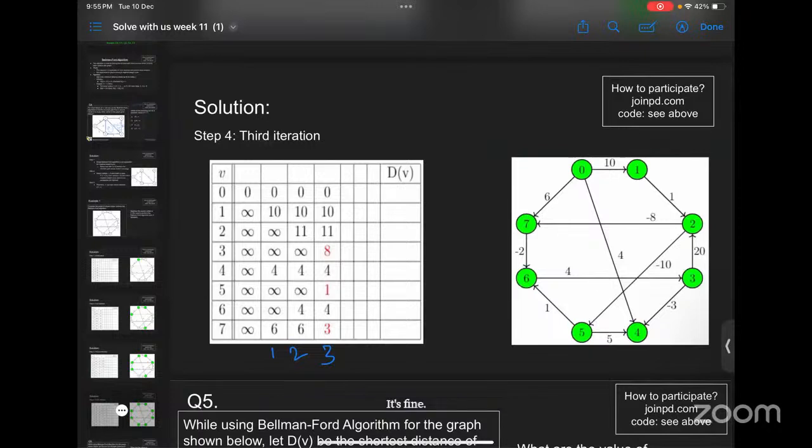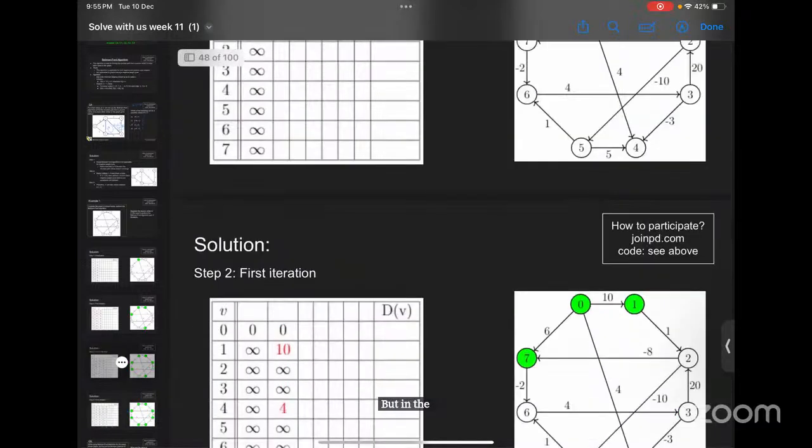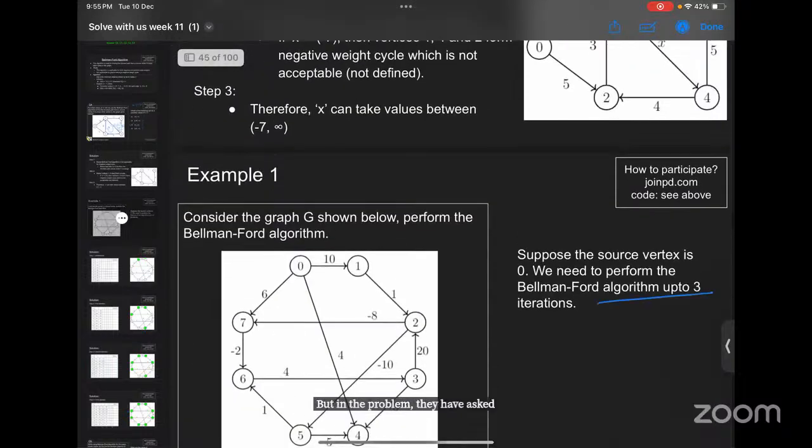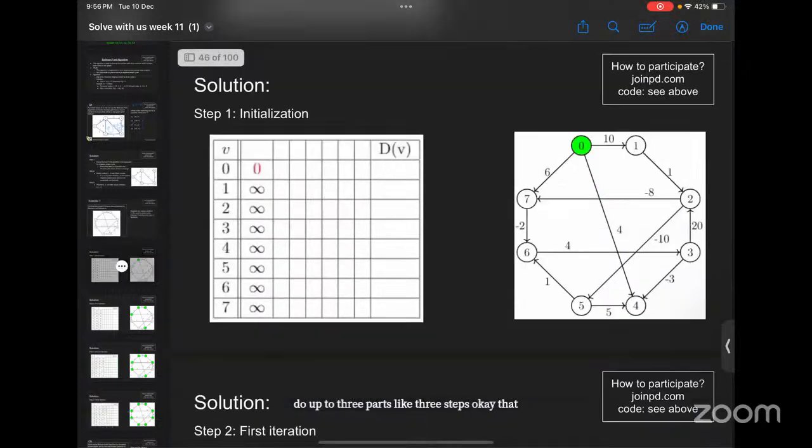Okay, ma'am. With these methods we are just finding the smallest path possible. Yes. To find the accurate smallest path, we have to repeat the step up to the 7th step, right? Yes, ma'am. But in this problem, they have asked to do up to 3 steps, so we have to calculate up to the 3rd step.